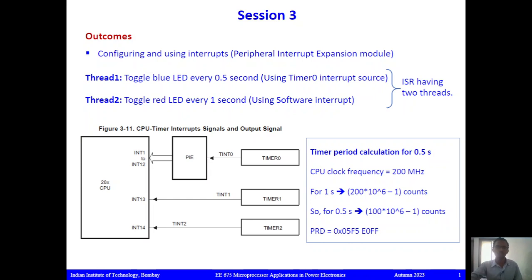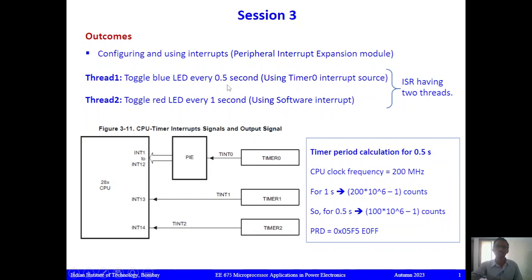As an example, we will consider in the interrupt service routine we have two threads. In thread 1 we have to blink the blue LED for every 0.5 seconds. In thread 2 we have to blink red LED for every 1 second. For generating interrupt we will use timer 0 as an interrupt source. For thread 2 we will derive the timing interrupt from thread 1 itself. That means timer 0 interrupts itself.